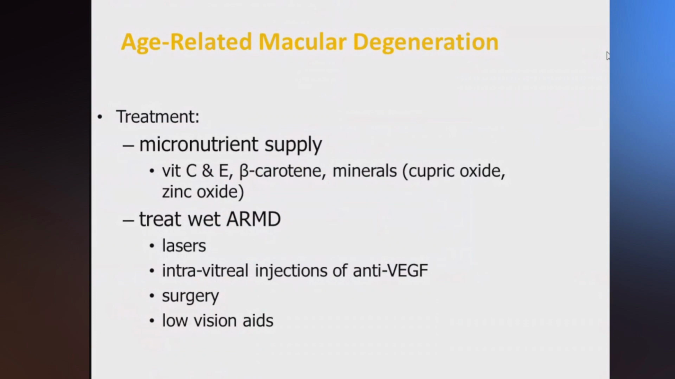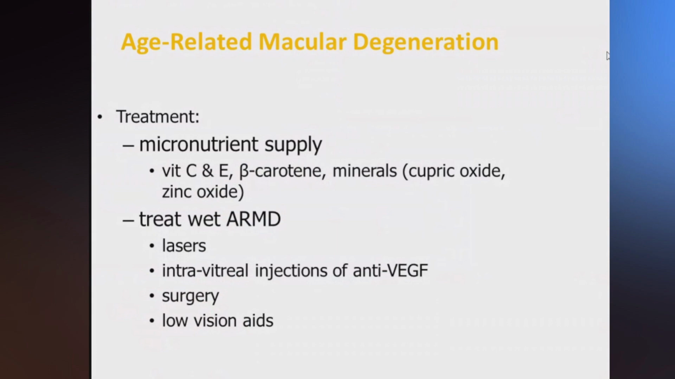Treatment of age-related macular degeneration is rather difficult, and as for the dry form, we can just prescribe different nutrition components like vitamin C, E, lutein, and so on. For the wet age-related macular degeneration, we can use special treatment.